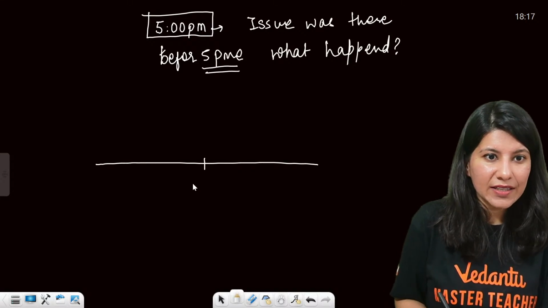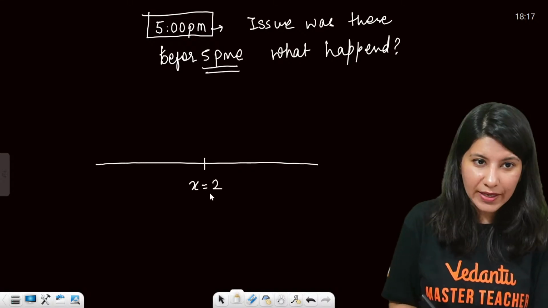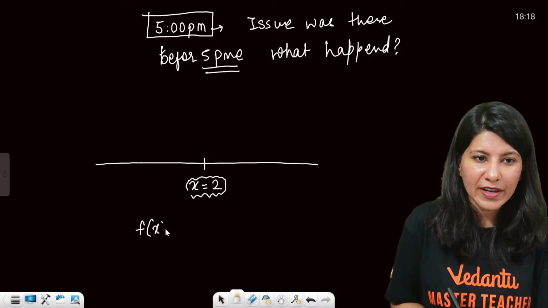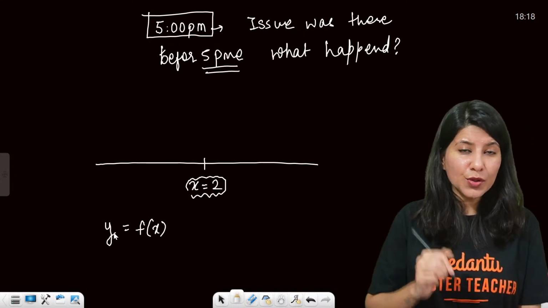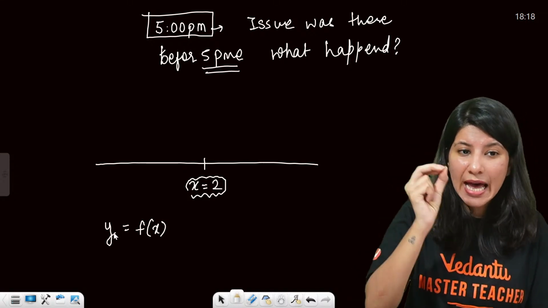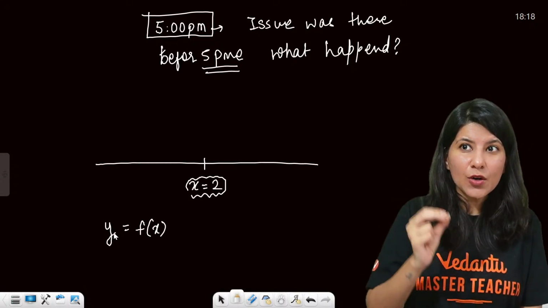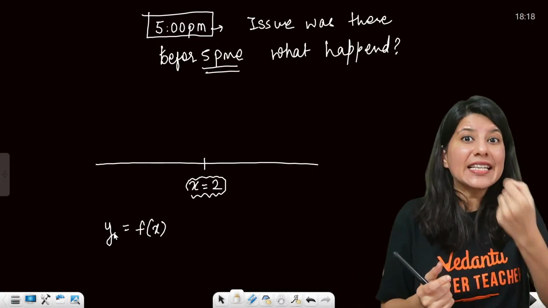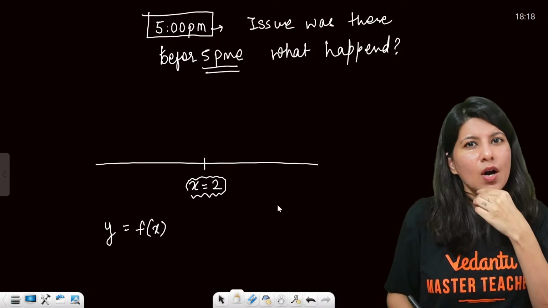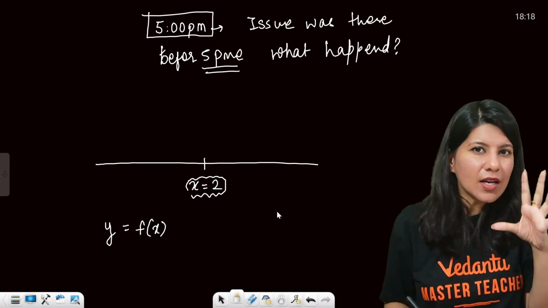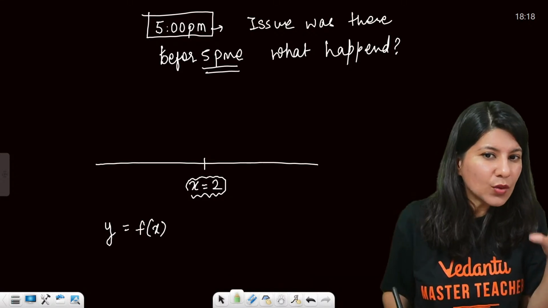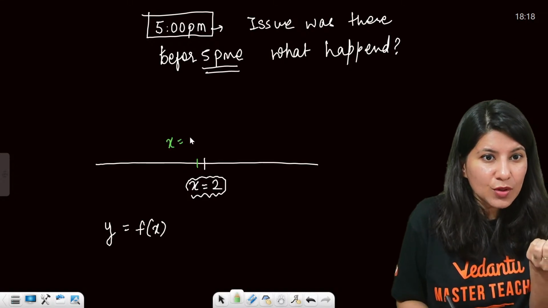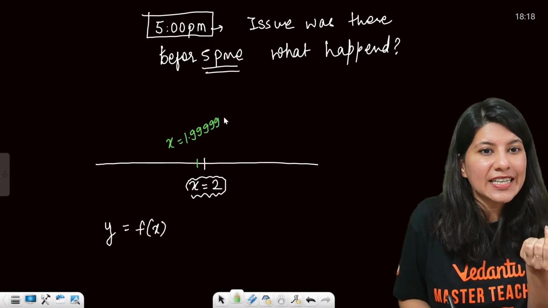Let me draw a number line. Here there is x equals 2. Suppose you have x equals 2 and a function f of x, and you want to find out what is happening at x equals 2. You're not able to figure out what is happening at x equals 2, then naturally, the next thing in your mind would be, okay, if I am not aware of what is happening at x equals 2, why don't I do one thing? I will check at x just before 2. So that means x equals 1.99999.